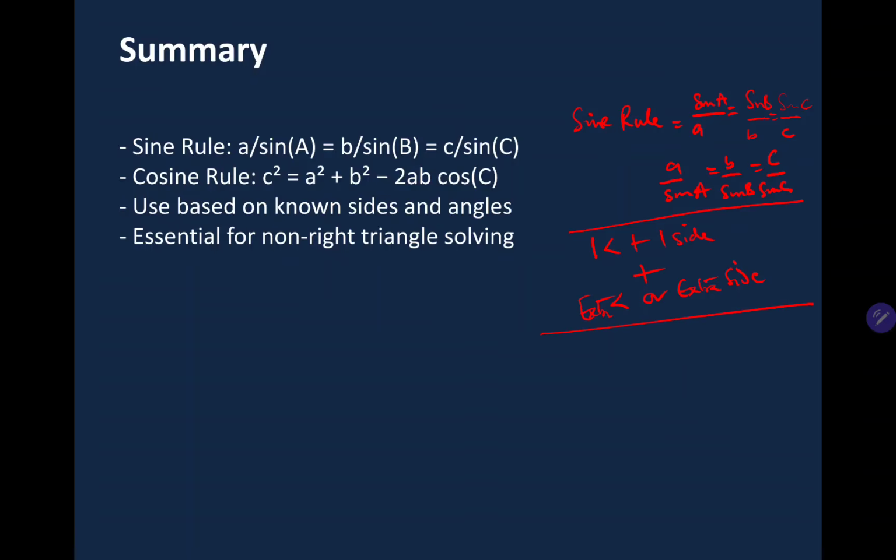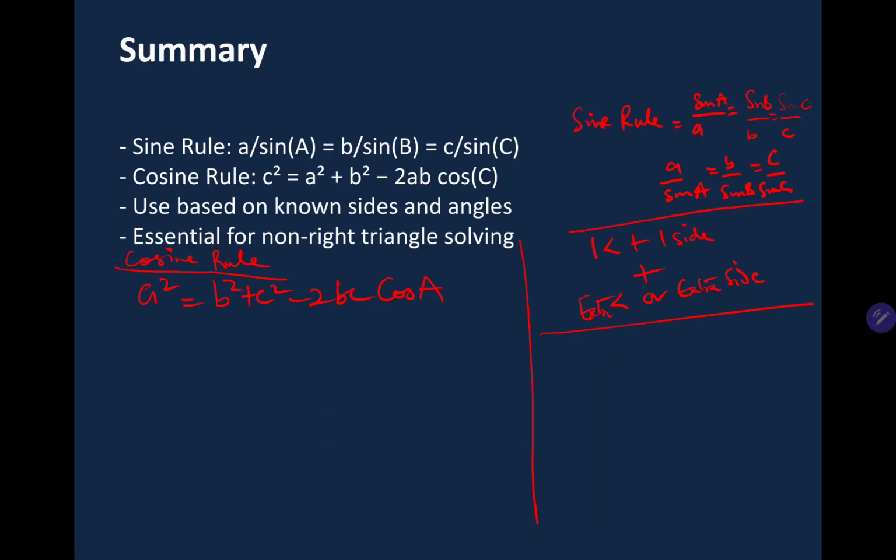Then for the cosine rule, we say that A squared is equal to B squared plus C squared minus 2BC cos A. Okay, so depending on the angle you are looking for, you just interchange the formula.